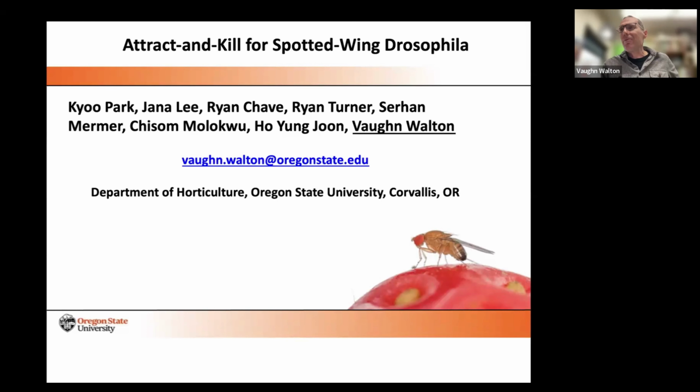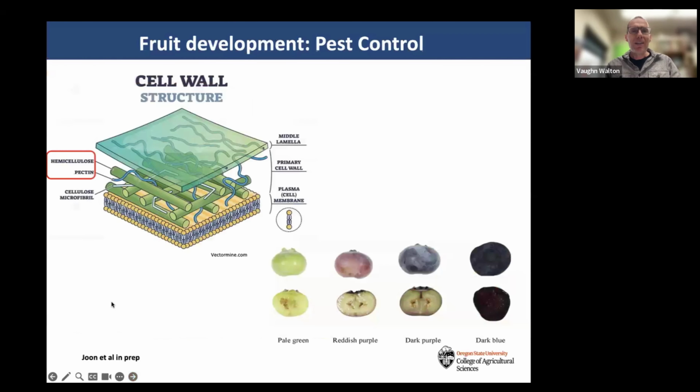So I'll explain what attract and kill means and how that fits into the cropping system if you're producing small fruits as well. So when we look at our berries, any berry doesn't just have to be a blueberry. What we as growers want to do is we're growing that berry and we're harvesting usually in this stage, usually not in the dark blue stage if we're looking at blueberry itself. But what happens during that process of ripening is really, really important.